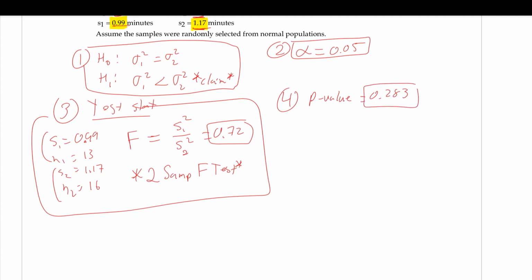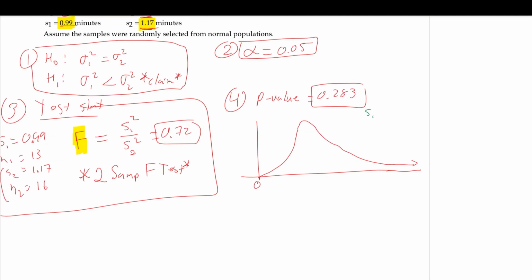So what about the picture here? An F distribution has a skew to the right, so it's not bell-shaped. There's a vertical axis and a horizontal axis, it starts off at 0, peaks somewhere here, and then has a long right tail. It goes on forever. Now this test stat of 0.72 has to lie along this x-axis. How do we determine where? Well, if S1 is less than S2, then this ratio is pretty small, which makes it closer to 0. So your value would be somewhere around here.